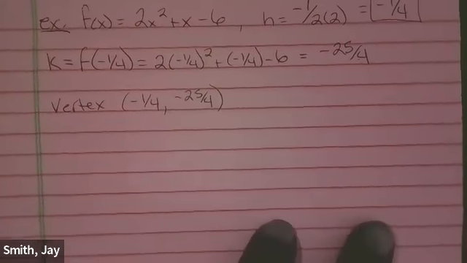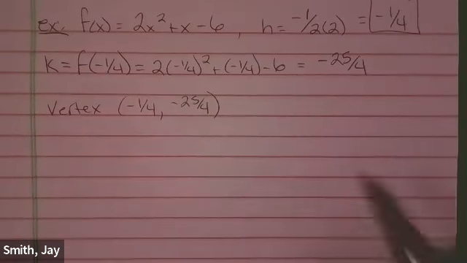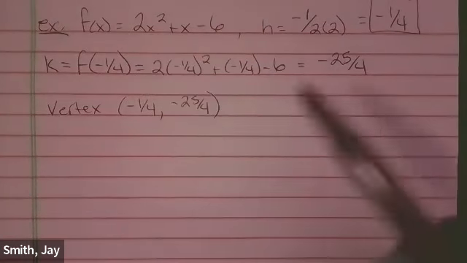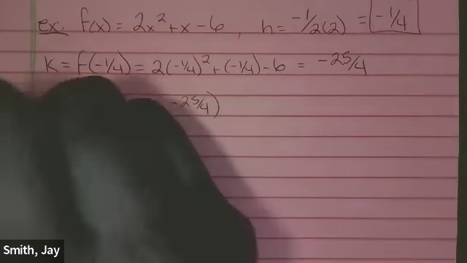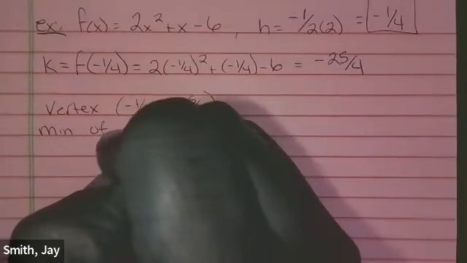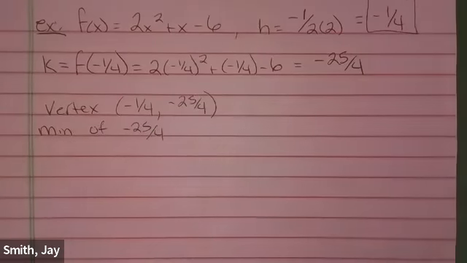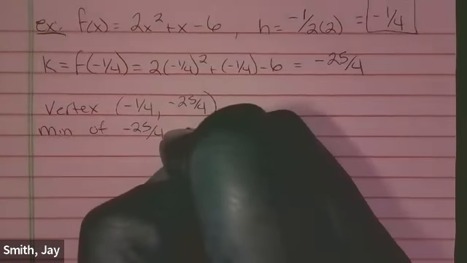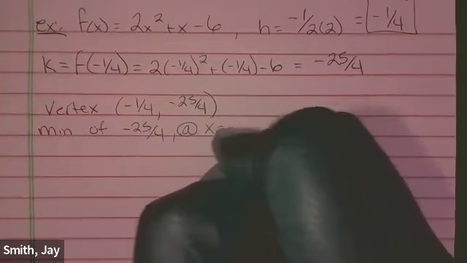Our a is positive, actually +2 here. So we know the parabola is going to open up, and we're going to have a minimum value. And our minimum, which is -25/4, always the y coordinate of our vertex, occurs at x equals -1/4.